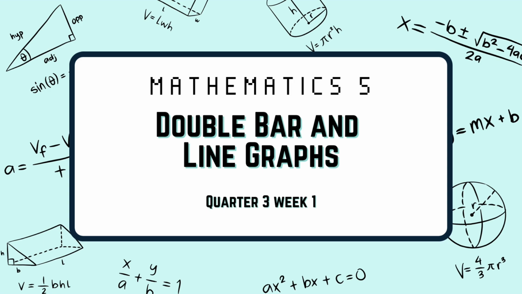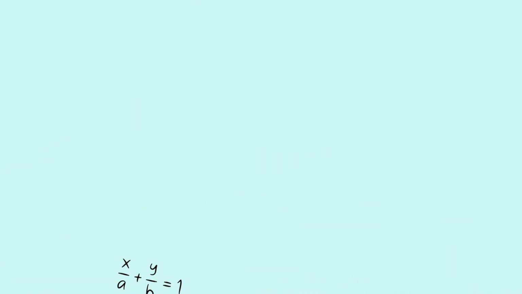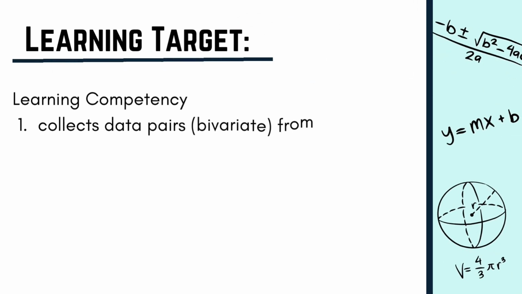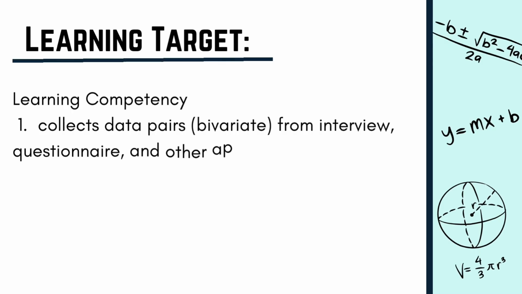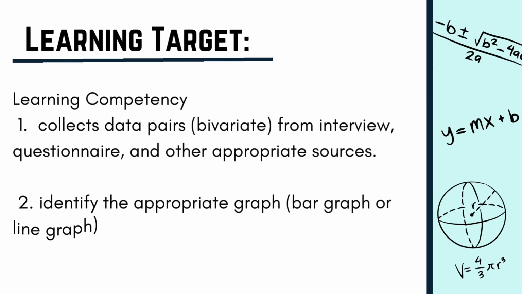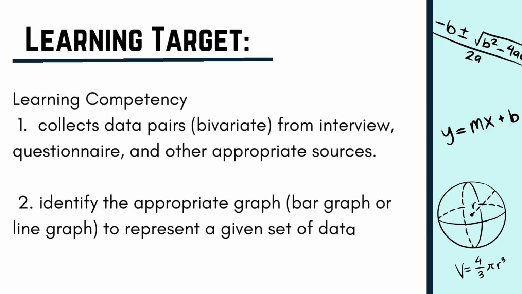So for this week we're going to have double bar and line graphs. So we have here our learning target. We have our learning competency: collects data pairs from interview, questionnaire, and other appropriate sources, and identify the appropriate graph to represent a given set of data.